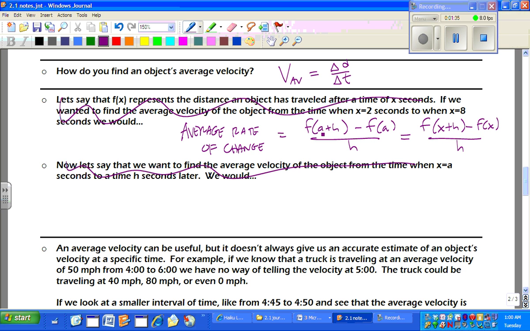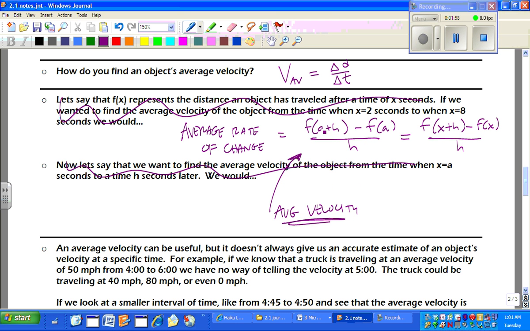Right? The a is when we're looking at a specific value, like at a specific point. f of x plus h minus f of x. When we're using x, we're doing it in more general terms, which we'll start to use a little bit more. But that's the average rate of change. One thing that we'll use it a lot for is the average velocity.